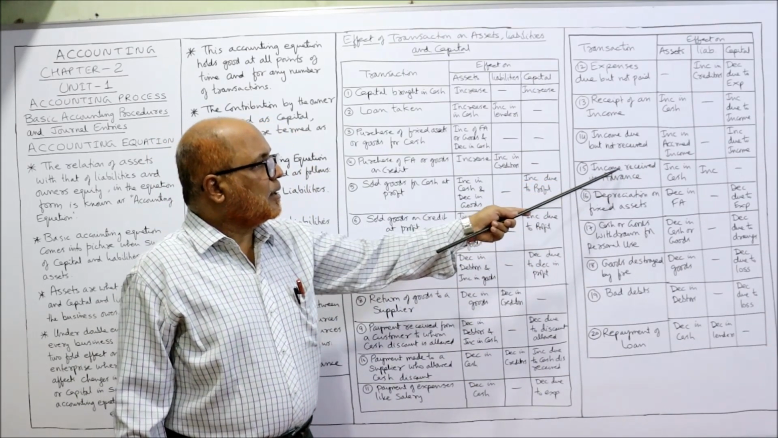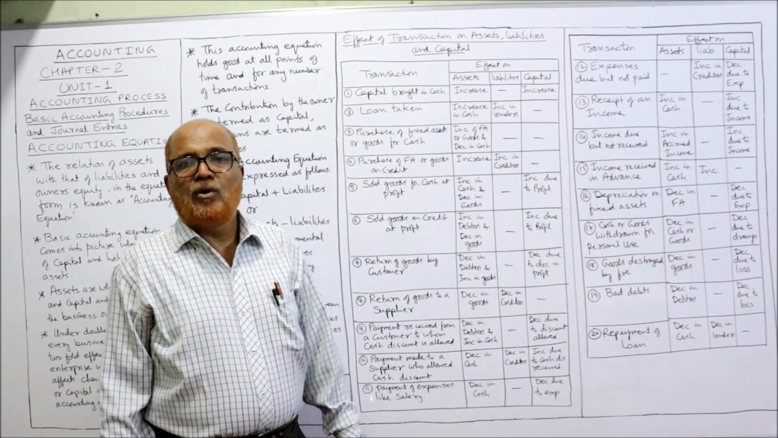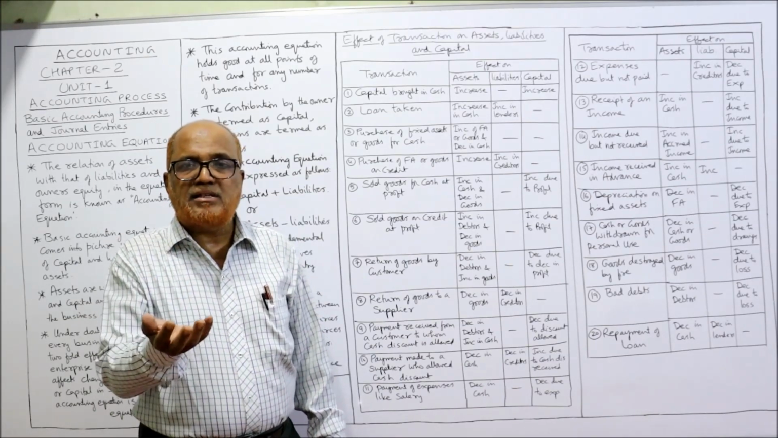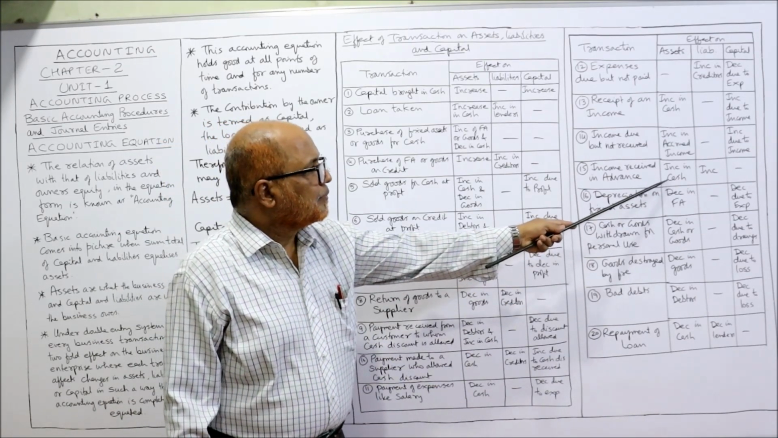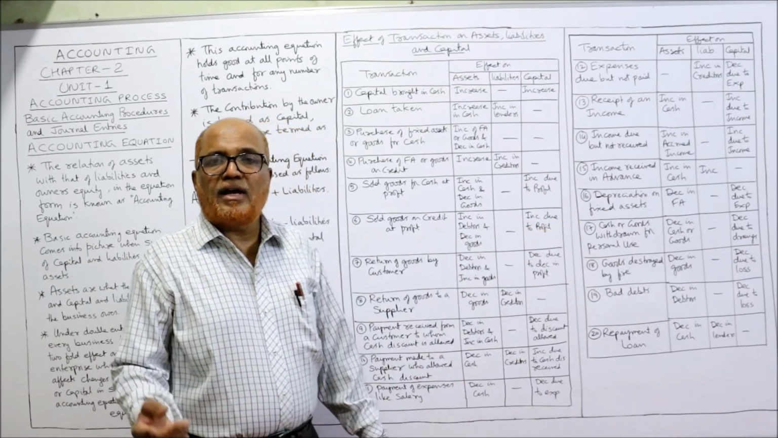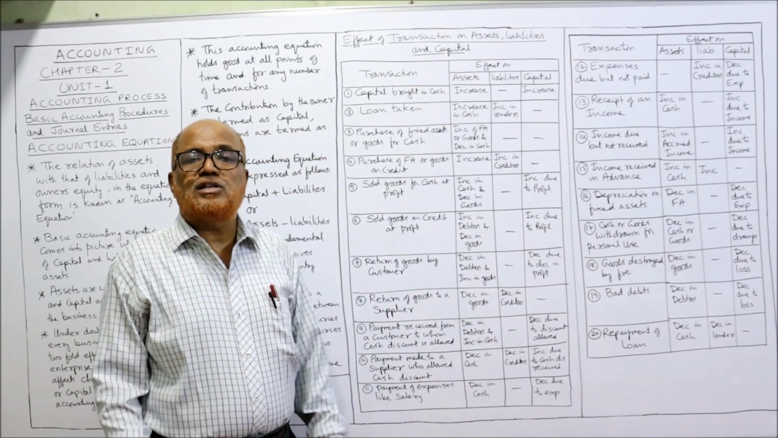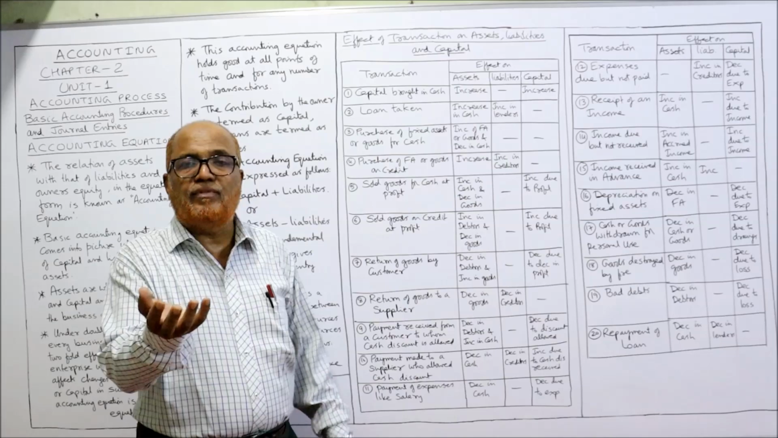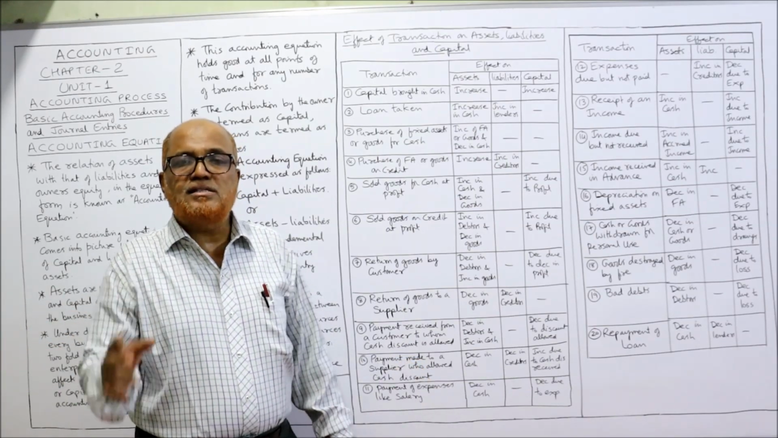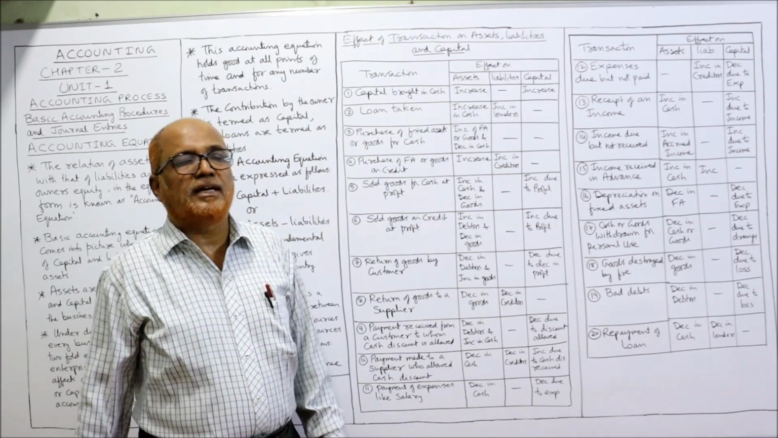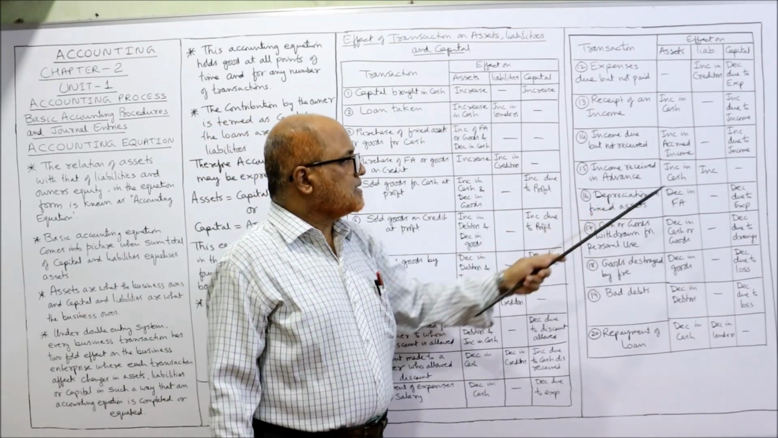Right? Income received in advance. When we receive the income in advance, our asset is increasing. Increase in cash. Whereas the liability will also increase because we have received an income which we have not earned. It is the income received in advance. That is a liability. Right?